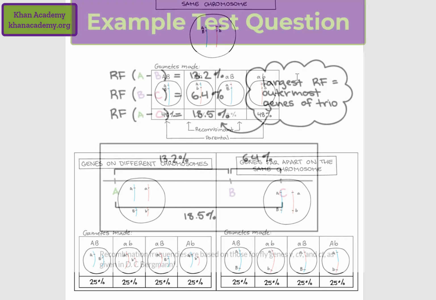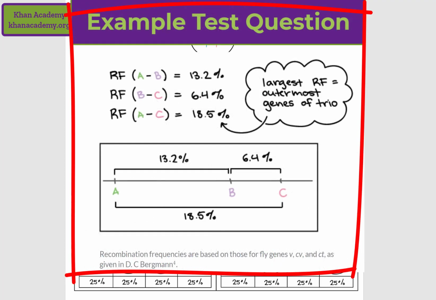Now, if you're told that these are linked genes, then you can determine how far apart the alleles, or the genes, are from each other by looking at how likely that combination is. So how likely is it that we would have these gametes?